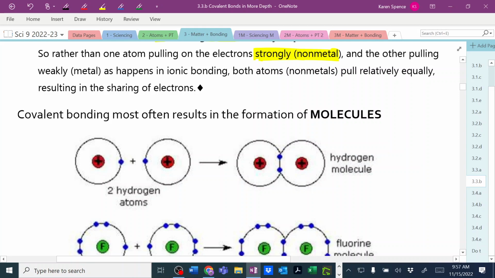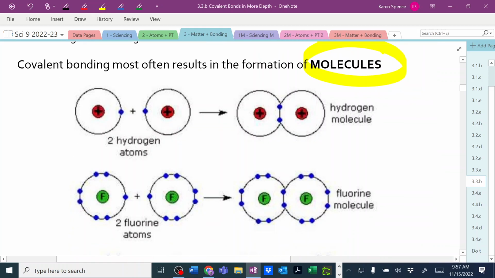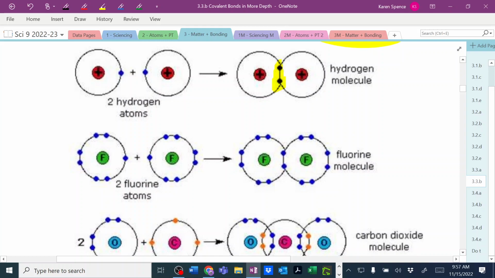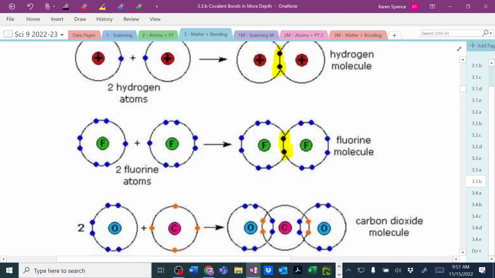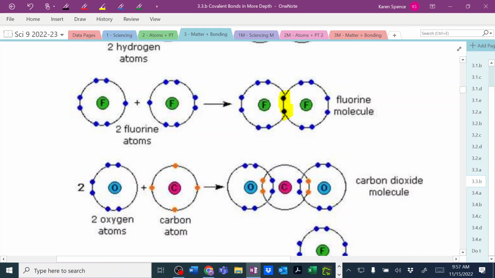Alrighty, so covalent bonding. What do we make? When atoms bond covalently, we make molecules. So here's 2 hydrogen atoms sharing 2 electrons. We get a hydrogen molecule. Here we have 2 fluorine atoms. They are sharing 2 electrons, and we get a fluorine molecule. Here are 2 oxygen atoms. I know I haven't drawn both of them. I've only written 2 there, but can you imagine there's 2 of them?